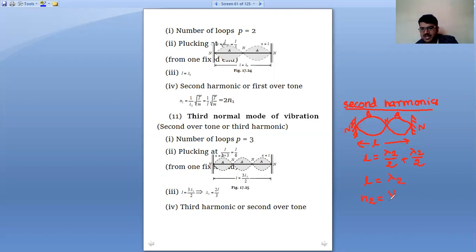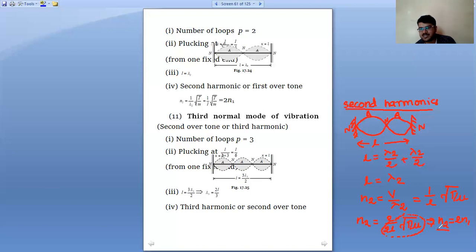N2 is equal to, what is the formula? V by lambda 2. V is equal to root T by mu, and lambda 2 is equal to L. So 1 by L under root of T by mu. If I multiply and divide this equation by 2, then N2 is equal to 2 by 2L under root of T by mu, which is nothing but N2 is equal to 2 times N1. Check your N1. What is your N1? This part is your N1.